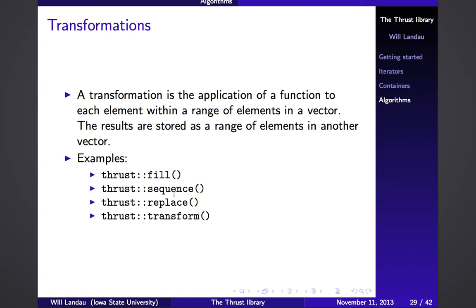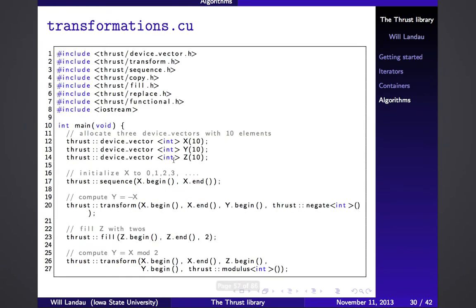There's fill, sequence, replace, and transform, which are basically what they sound like. I've already gone over thrust sequence and thrust fill, so I'm not going to talk about them. Well, I'll mention them right now. So first of all, I've got three device vectors just for demonstration. They all have 10 elements. They're named x, y, and z. Thrust sequence takes the elements inside x from here to here, gives them each the sequence of numbers from 0 to how many there are.